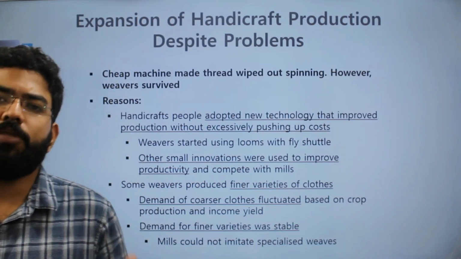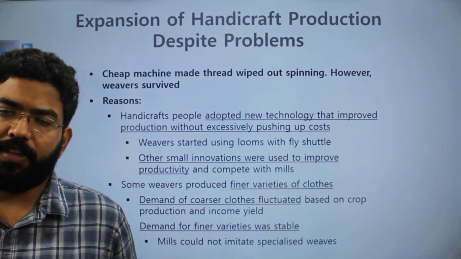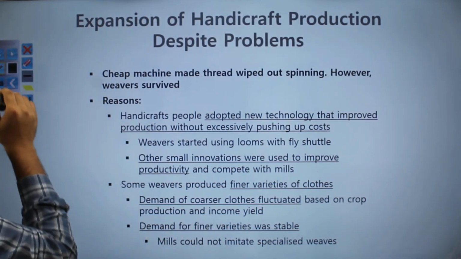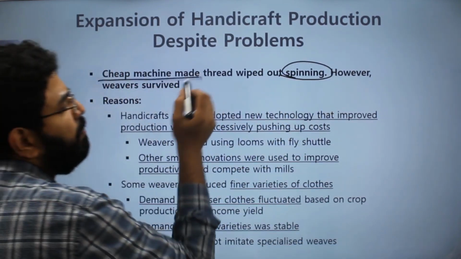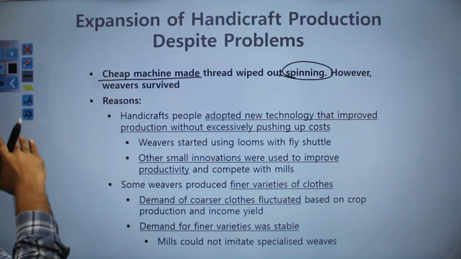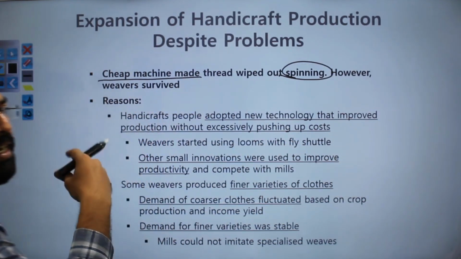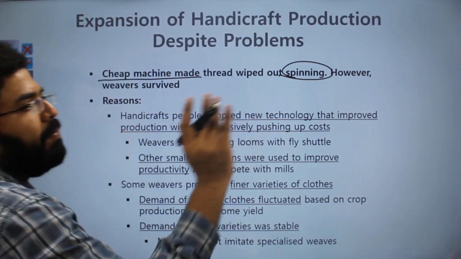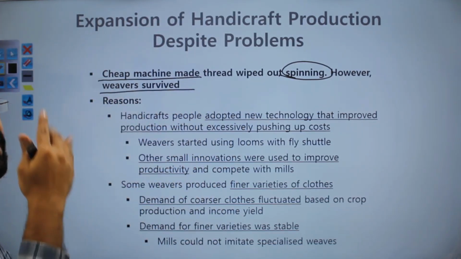Now, not all small scale industries were flourishing, of course, because the Manchester yarn which we discussed was of really high quality. Hence, the spinning workers lost their jobs. The cheap machine made thread wiped out spinning. Spinning is basically converting from the raw material to the thread. Because of the cheap machine made thread, this wiped out spinning. However, weavers who were manufacturing various cloths survived.